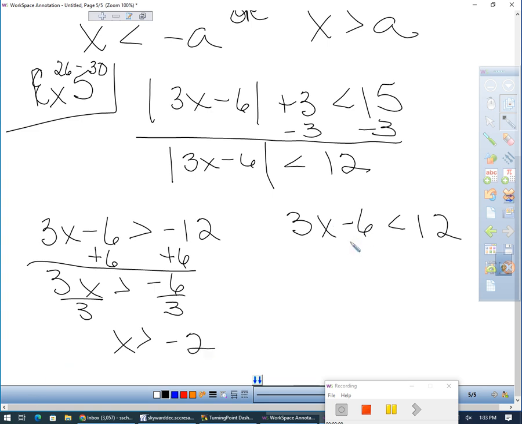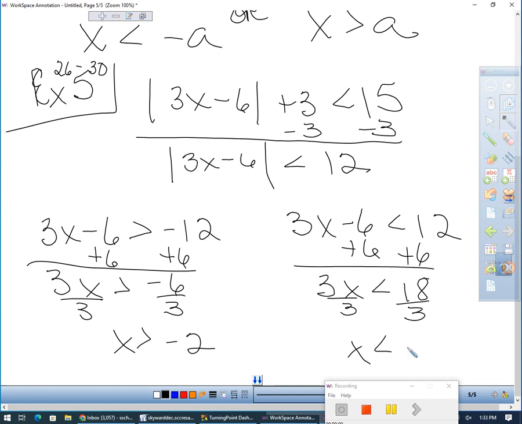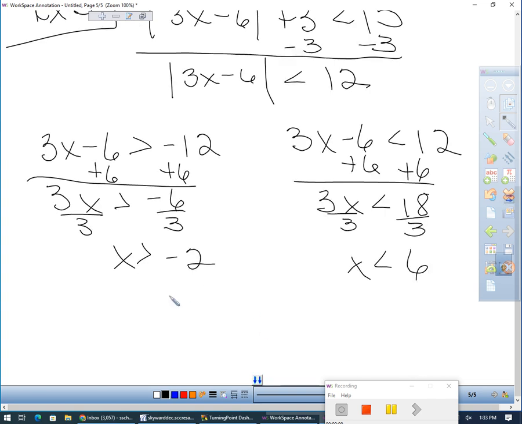Over here, I'm going to add 6 to both sides. It's 3x is less than 18. Divide both sides by 3, and x is less than 6. On our number line, let's see what we got. At -2, I have an open dot, and it goes this direction. At 6, I have an open dot, and it goes this direction. What kind of problem do I have here? And problem. Interval notation for the and problems, what, you guys? Perfect.